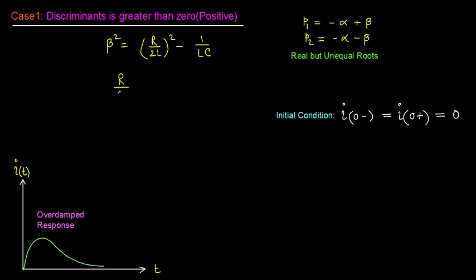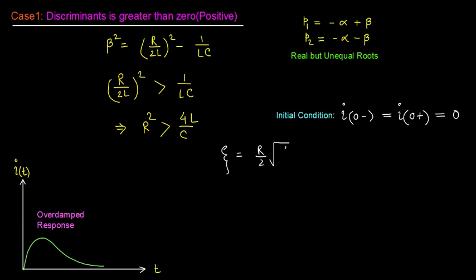That demands (R/2L) whole square is greater than 1 upon LC. From that we will get R square is greater than 4L by C. So what is zeta? Zeta equal to R by 2 root C by L. If we take the square root of this equation, we will get R is greater than twice root of L by C. From that we get zeta is greater than 1.